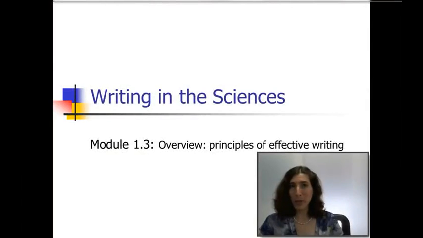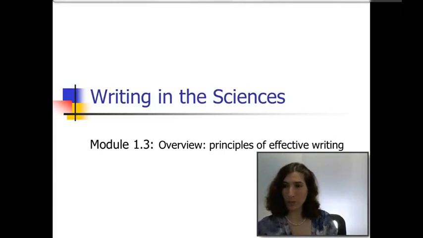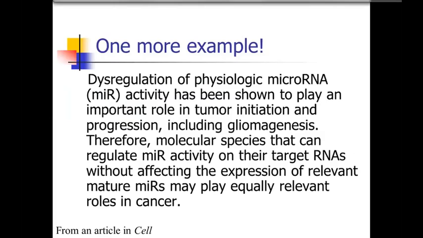So in this next module, I'm going to go through another example and use it to lead into an overview of a couple of principles of effective writing that I'll be talking about this week as well as next week. Here's another example that I pulled out of Cell, which of course is the top biology journal. It has an impact factor of something like 32. So again, this is really representative of the kinds of things you read in the literature.